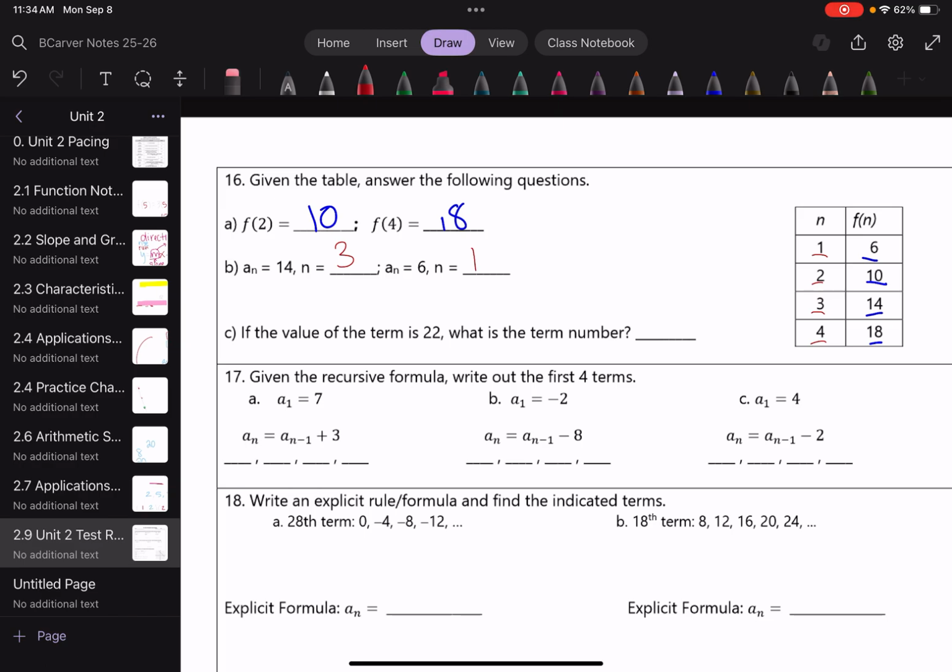So if the value of the term is 22, what is the term number? Well, we could keep going with the pattern, and it looks like we're adding 4 each time. So 18 plus 4 is 22. So therefore, the term number is going to be 5.